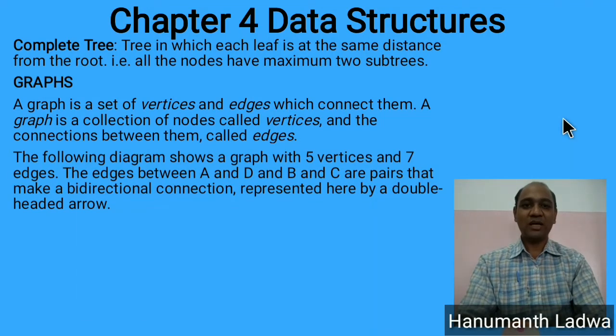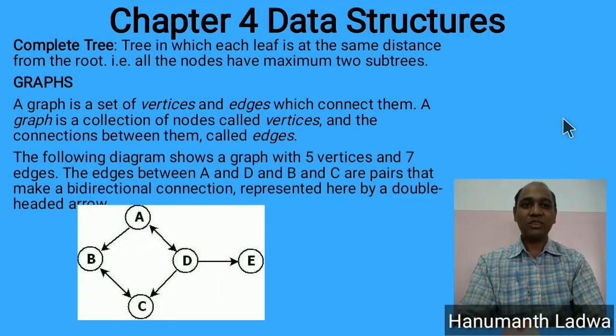Here in the following diagram you can see the graph with 5 vertices and 7 edges. The edges between A and D and between B and C are pairs that make a bidirectional connection. You can see here it is a double-ended arrow. Here also between A and D, a double-ended arrow. Here you can see we have a total of 5 vertices: A, B, C, D and E are the vertices, and 7 edges. So from A to B, 1 edge, and double-sided B and C, 1, 2, 3, 4, 5, 6 and 7. Here we have a total of 7 edges.